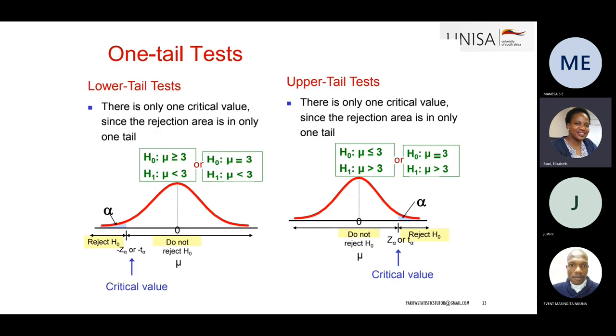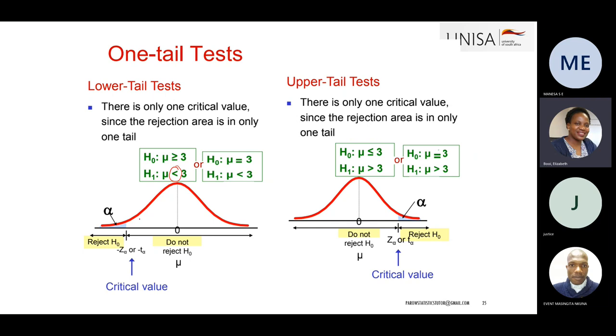When it's a one-sided test or a one-tailed test, it depends on the sign in your alternative. You can state your null hypothesis as equal, but your alternative sign can be less than. When your alternative sign says less than, we're looking at the lower limit, or the lower side of the tail.